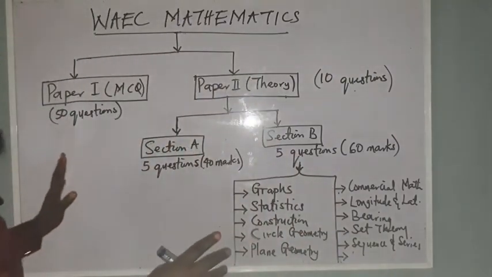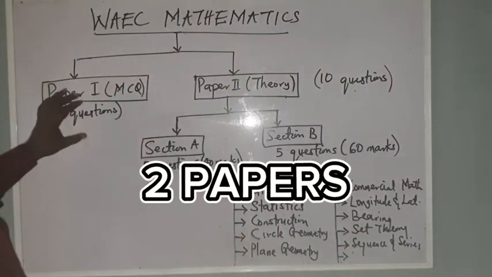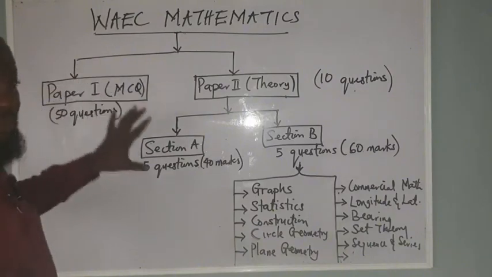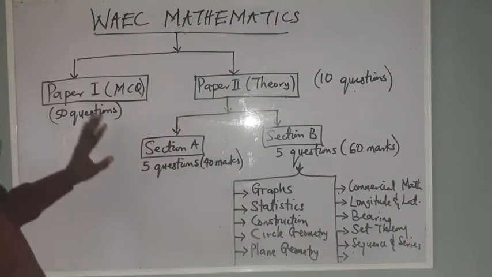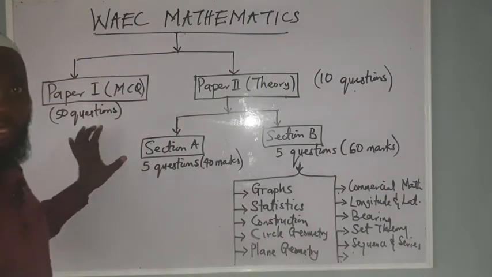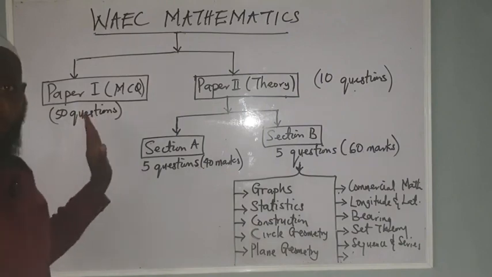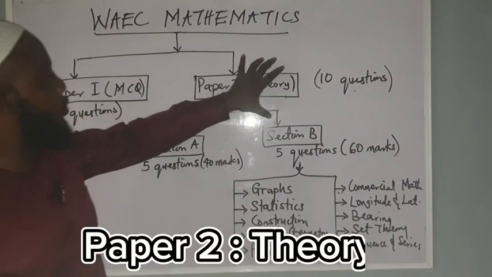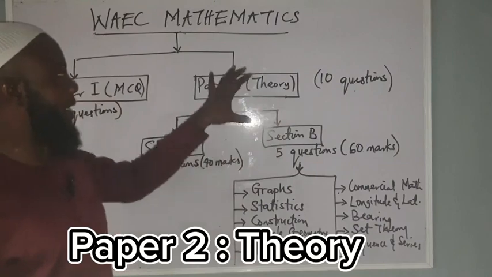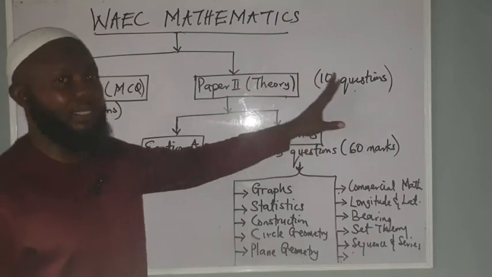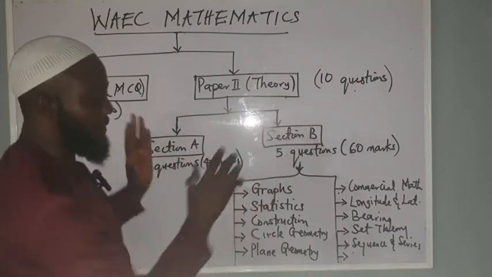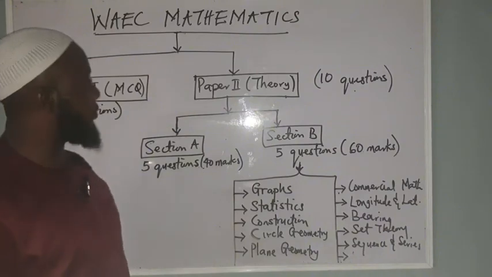Now, WAEC mathematics is divided into two. We have paper one, which is MCQ, that is the objective part, and it has 50 questions. You are going to use 1 hour 30 minutes to solve this. While paper 2 is the theory part, it has about 13 questions, and you have to answer 10. This is where I want to focus this class.